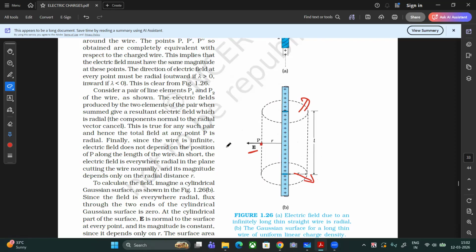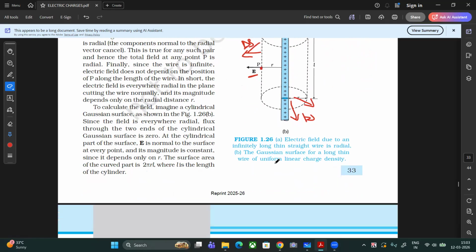The direction of the del S vector is perpendicular to the surface. It will be in the same direction as the electric field on the curved surface only. On the top and bottom, the direction of del S and the electric field is at 90°. Why? Because the flux formula is phi equals E dot del S, and cos 90 is 0. So the flux due to the upper part and the lower part will be 0, and only the curved part has a flux value.